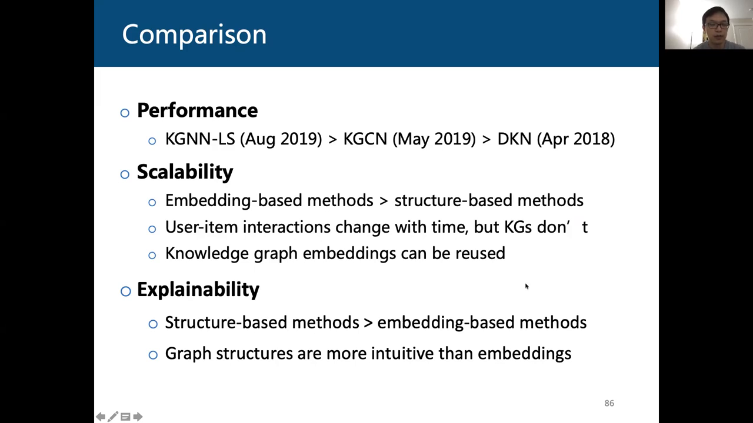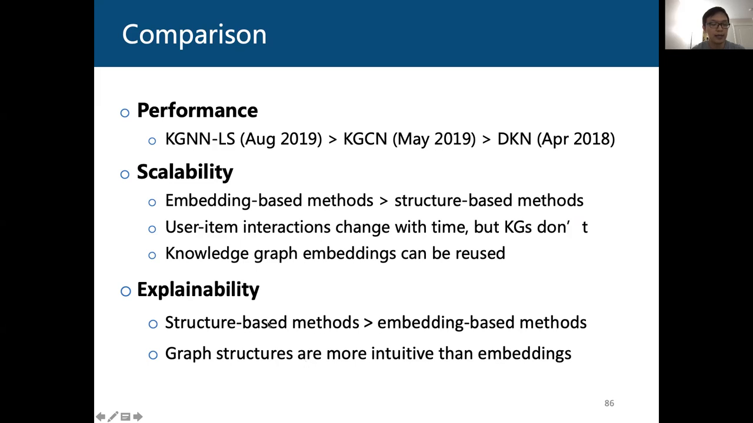Performance is not the only thing we care about. We also care about scalability. In general, the scalability of embedding-based methods is higher than that of structure-based methods. This is because user-item interactions change with time, and we will observe more and more data as time goes on. But knowledge graphs do not change that often, because they are basically factual knowledge. So in embedding-based methods, knowledge graph embeddings can be learned once and reused many times. But structure-based methods are end-to-end models, which means we need to train the whole model as long as we get some new data.